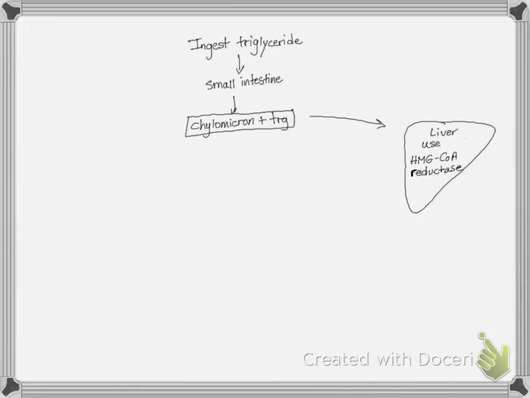Okay, it uses it. The liver uses HMG CoA reductase to make a very low density lipoprotein.